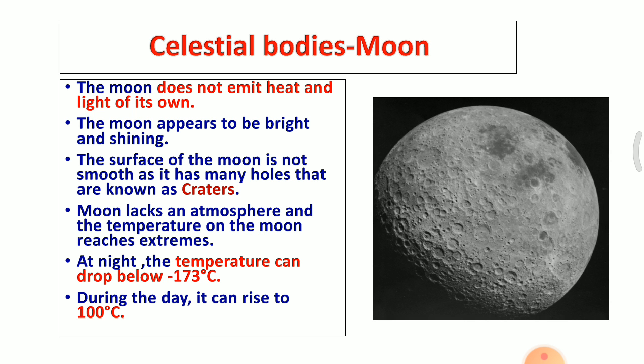So how is the atmosphere on the Moon? The temperature on the Moon reaches extremes. How? During the night time, the temperature can drop below minus 173 degrees Celsius. During the daytime, it can rise to 100 degrees Celsius.